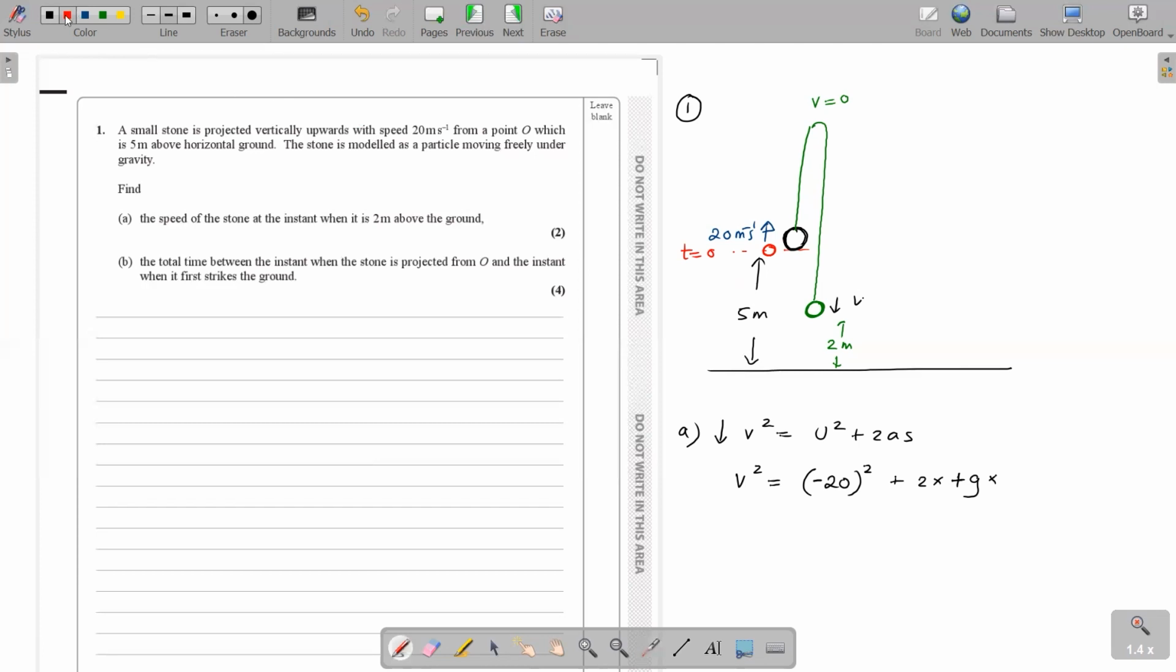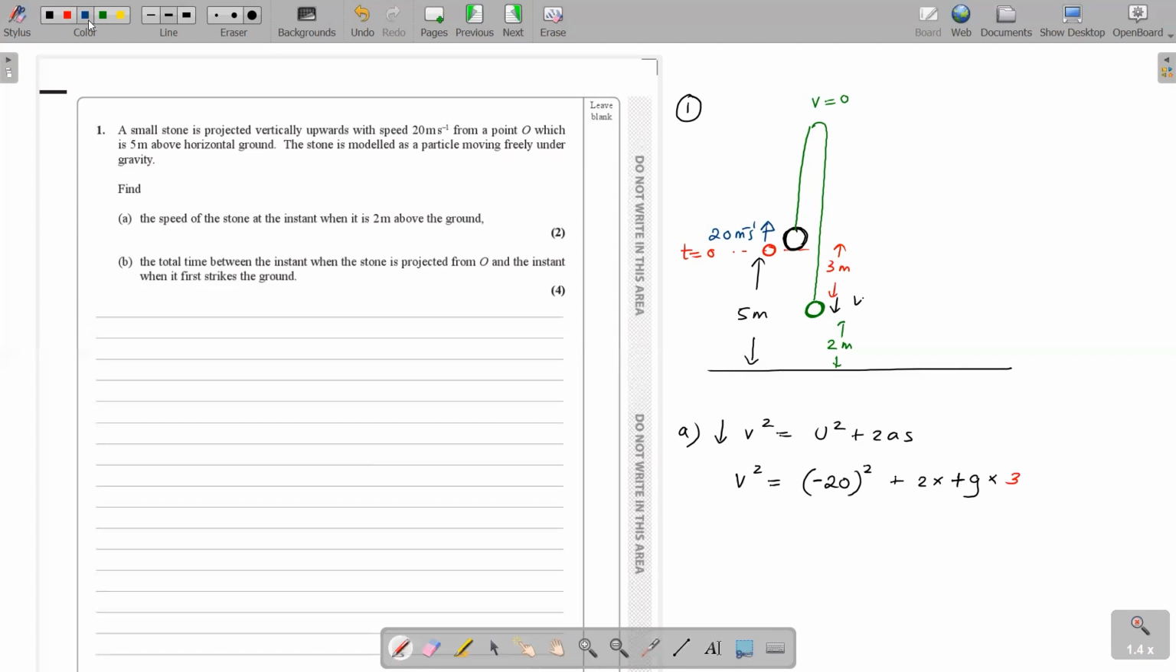So how much of a displacement do we have? This is 5 meters above the ground. This is 2 meters. The difference is 3 meters. And since I used my equation downwards, you can see from point O to this point, the displacement is 3 meters downwards. Therefore, I have a positive 3 here. If there's anyone who used the equation upwards, you will be using the displacement as negative 3.